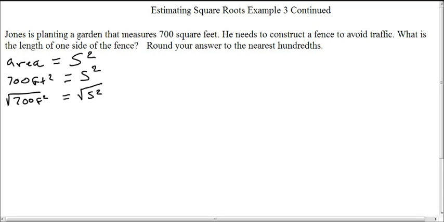Now, as we contemplate what we do here, let's go over and take a look at the steps. The first thing we want to do is know that s times s is s squared, so s is going to equal the square root of 700 feet. Now, what we need to do is look at our perfect square sheet, and we see that 700 is really not a perfect square.